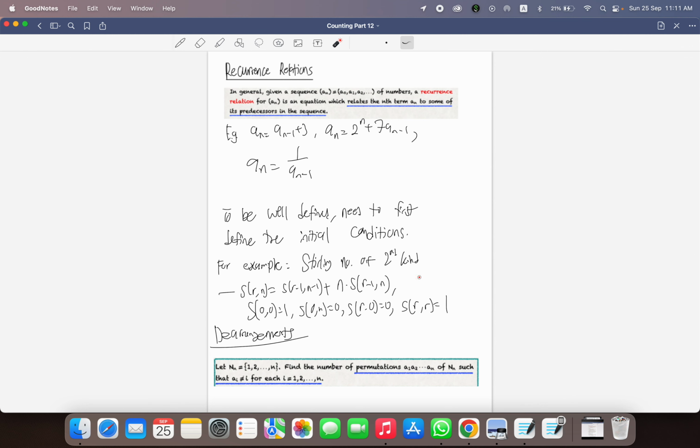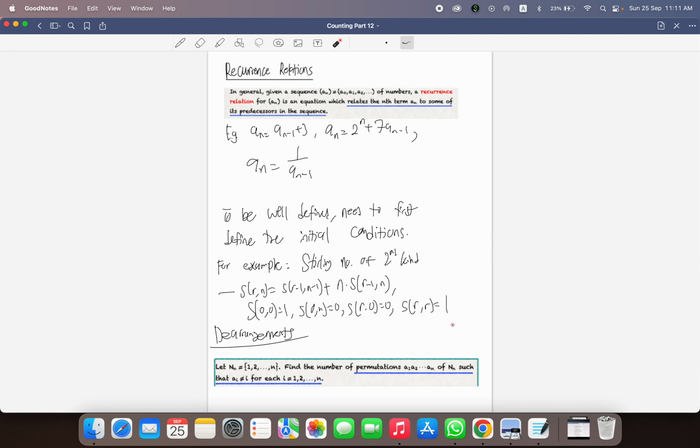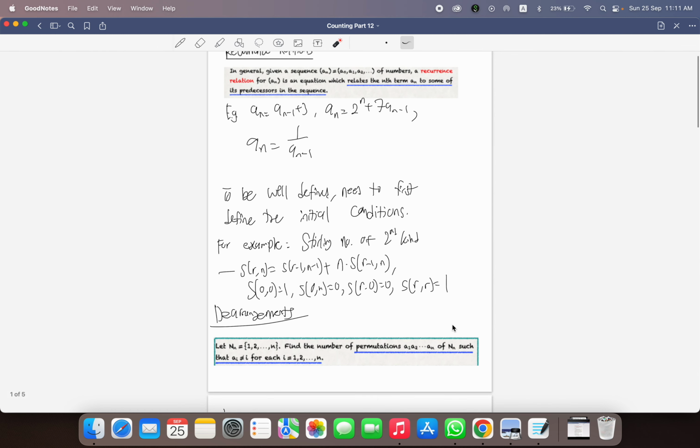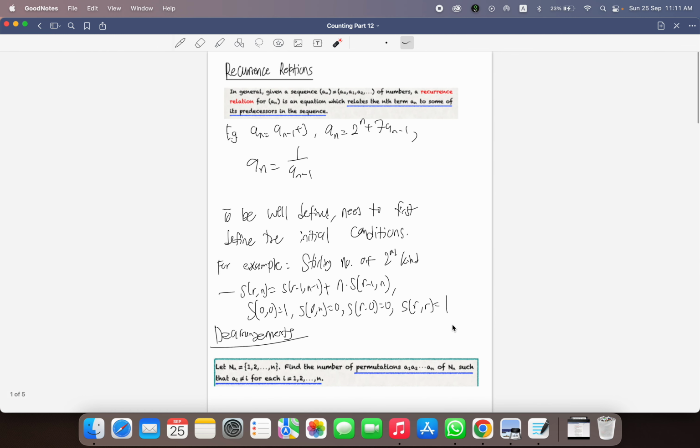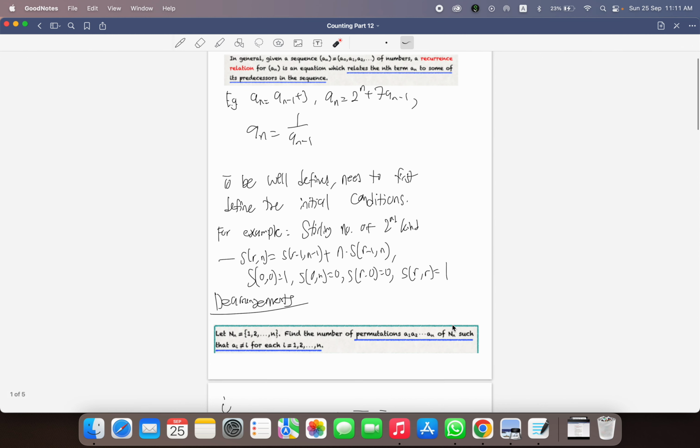We have already seen an example of a recurrence relation. That is the Stirling numbers of the second kind, where S(r,n) equals S(r-1,n-1) plus n times S(r-1,n), and we define different initial conditions to fulfill our requirements. Let's take a look at other types of recurrence relation, and how they are applied to counting.